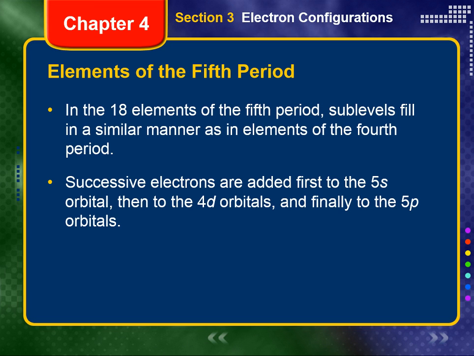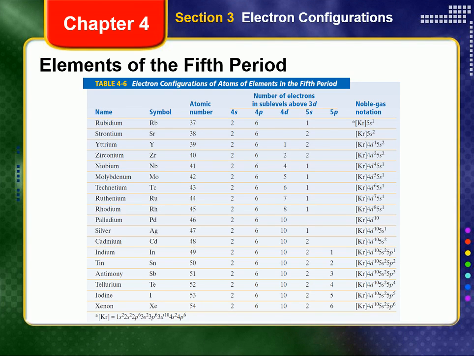Elements of the 5th period. In the elements of the 5th period, sublevels fill in a similar manner as in elements of the fourth period. However, they start at the 5s orbital instead of the 4s. Successive electrons are added first to the 5s orbital, and then to the 4d orbital, and finally to the 5p orbitals. This can be seen in Table 4-6 on page 114 of your text or on the screen now.